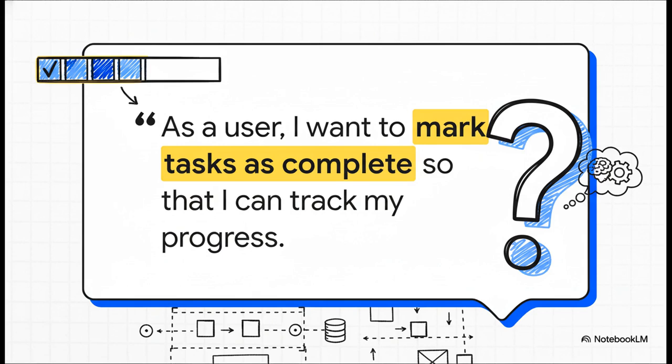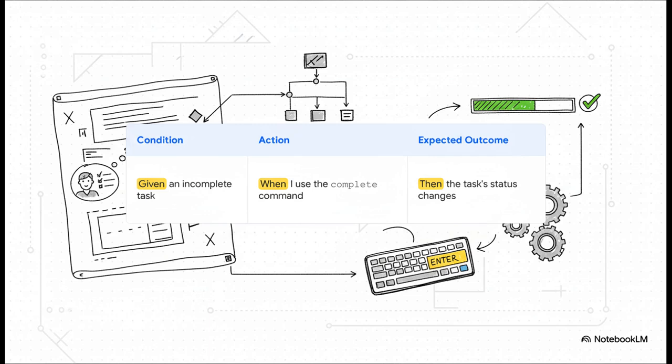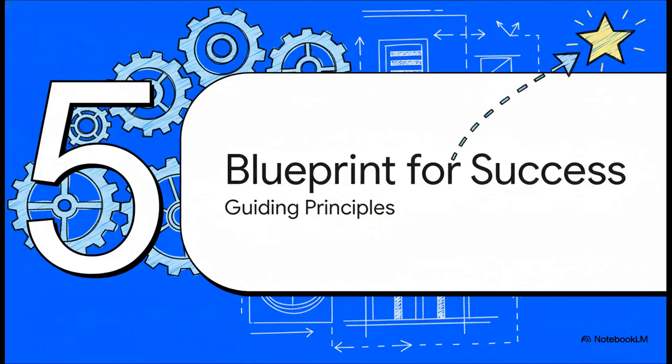For marking a task as complete, the user story again focuses on the goal, tracking progress. That why is always just as important as the what. And here's its acceptance scenario. Given an existing task, when the user issues the complete command, then the status has to change. It's this direct link between the user's need and a testable outcome that is the key to building software that actually works for people.